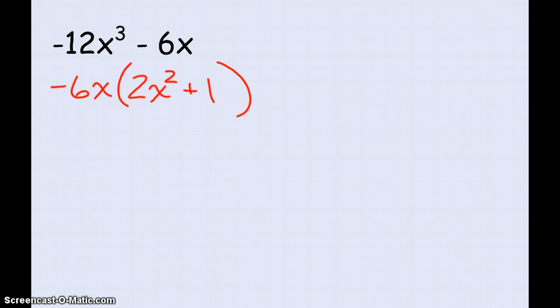Notice here, this spot right here with our plus 1. This term people tend to leave out, so please be very careful when you're completing a greatest common factor to leave that placeholder of plus 1 there. It's negative 6x divided by negative 6x, so it's going to be plus 1. Please make sure you keep that in mind.